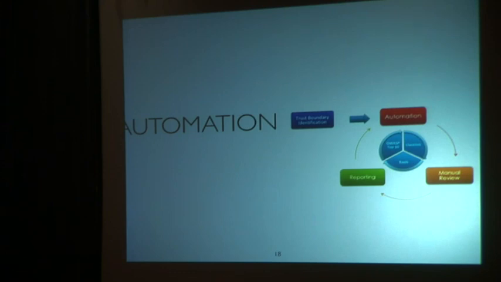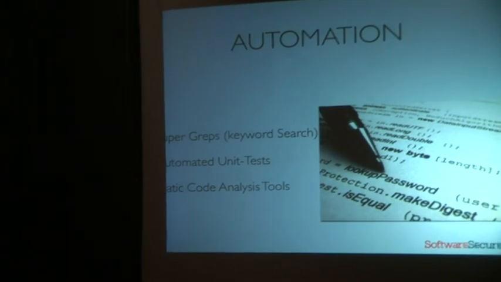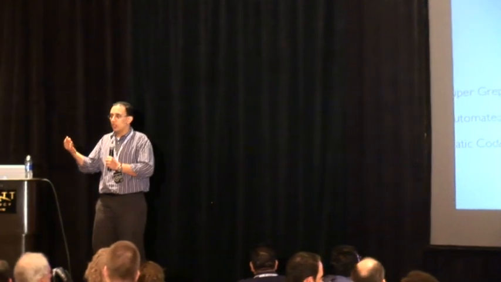Next, automation. So the first step is trust boundary identification. The second step is automation, and automation comes in many flavors. For example, super greps, which is basically looking for problematic keywords, like out.print, request.getParameter, or SQL adapter. All these keywords tell you there is something you need to look at at this point. Automated unit tests might become a little overwhelming to write, especially if you don't know what you're looking for.